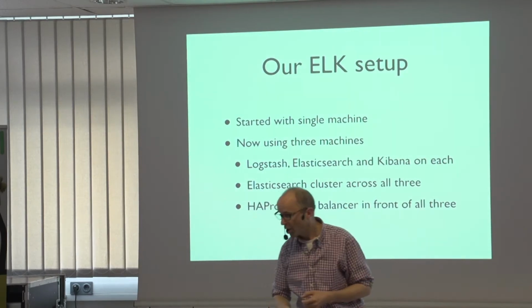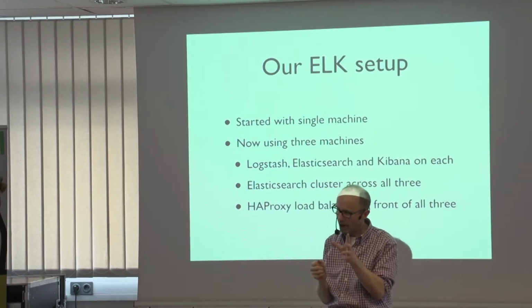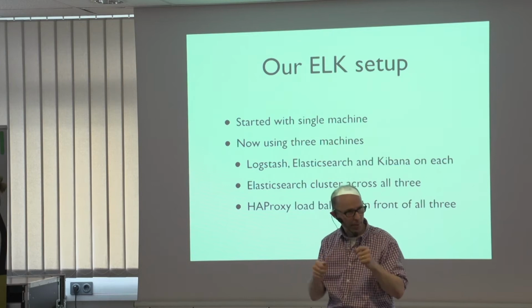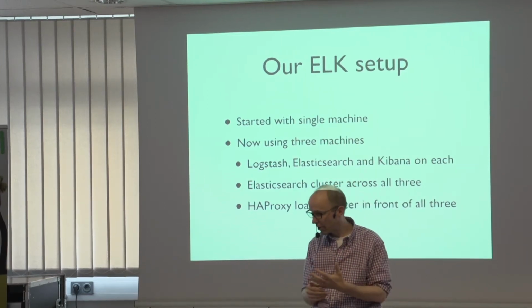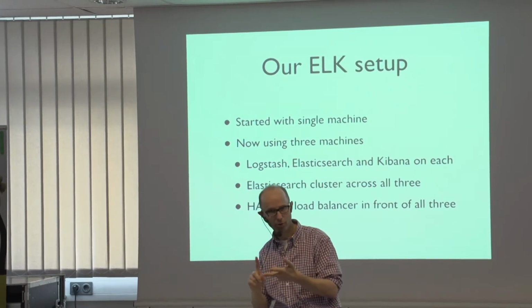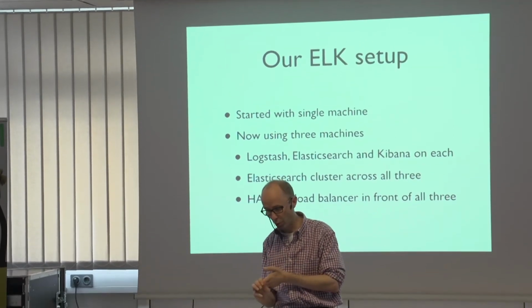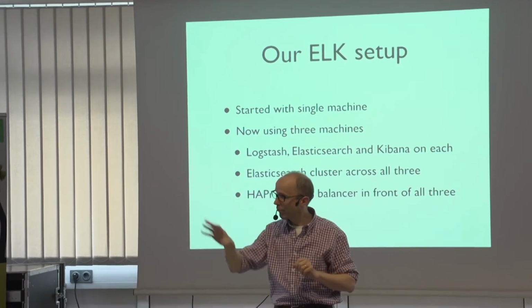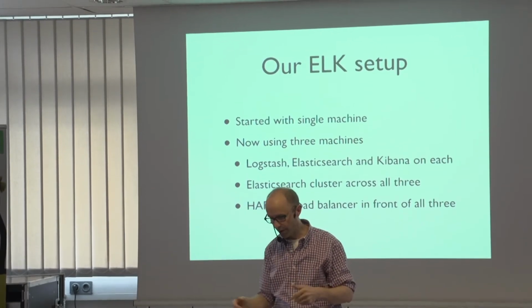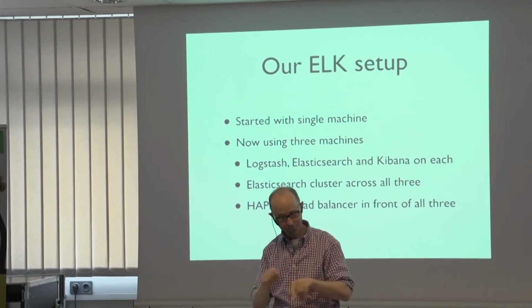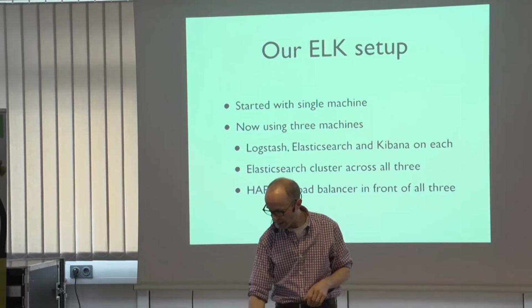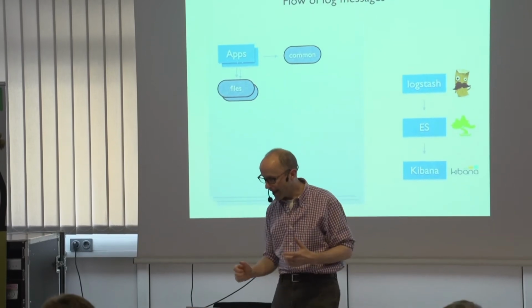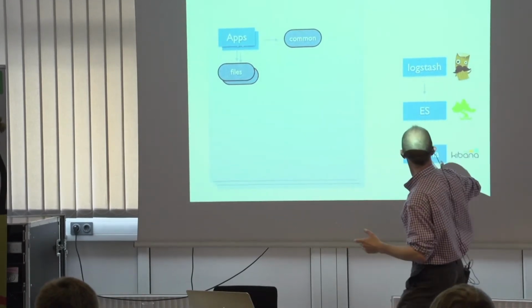So we started out with a single machine, and we ran Logstash, and we ran Elasticsearch, and bit by bit we started feeding more and more logs in, and eventually now we're running on 3 machines, and we have Logstash, Elasticsearch and Kibana running on all 3. All 3 work together as an Elasticsearch cluster, and then an HAProxy at the front will route the incoming logs to whichever backend it wants. So now we have this over here.